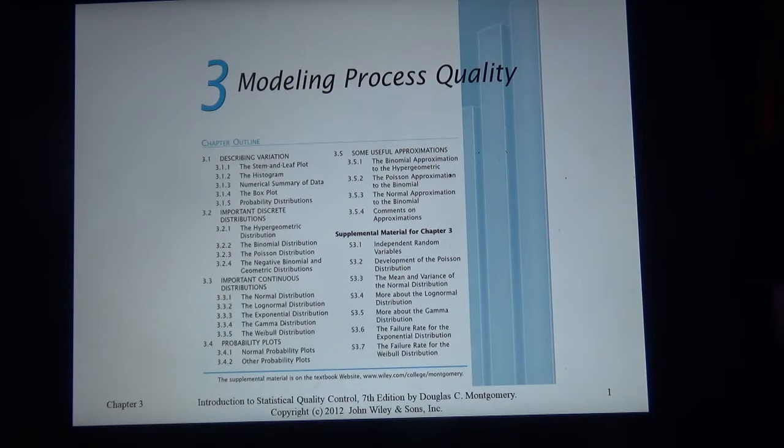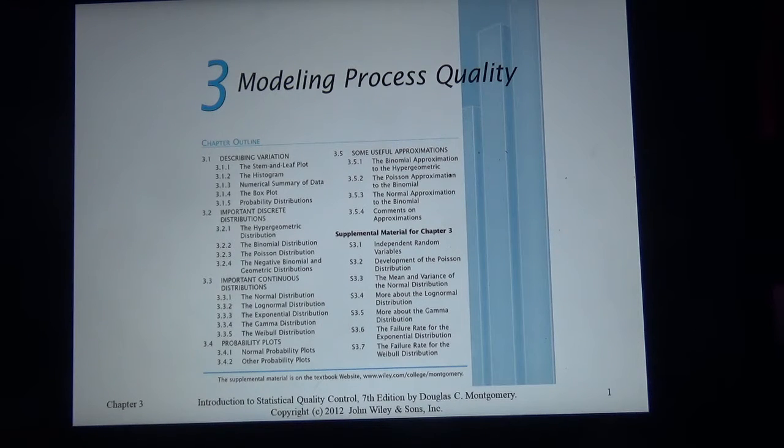Important discrete distributions, as you may remember from the statistics course, are the hypergeometric distribution, the binomial distribution, the Poisson distribution, the negative binomial, and geometric distributions. Important continuous distributions are normal distribution, log normal distribution, exponential distribution, gamma distribution, Weibull distribution. Probability plots, normal probability plots, and other probability plots.